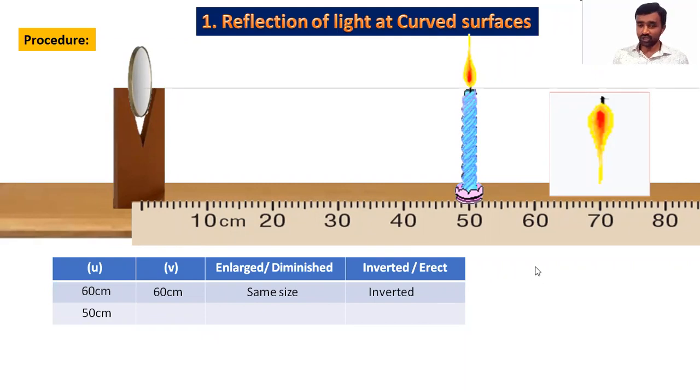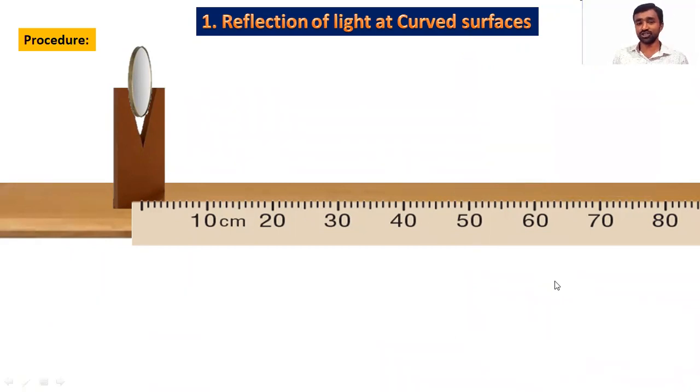Maybe you understood. So I'm going to note those observations in the table. Image distance is 70 centimeters, the size is enlarged, and the type of image is inverted. Clear, I think. So we'll go for the next position. What is the position now? 40 centimeters. Now I'm going to place the object at 40 centimeters.